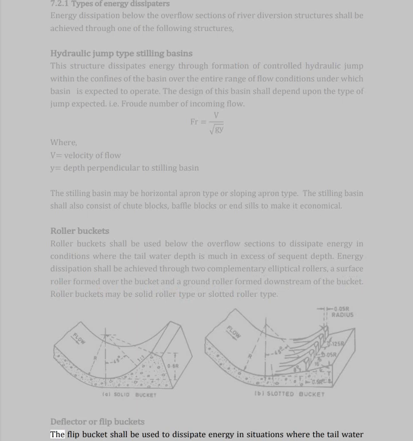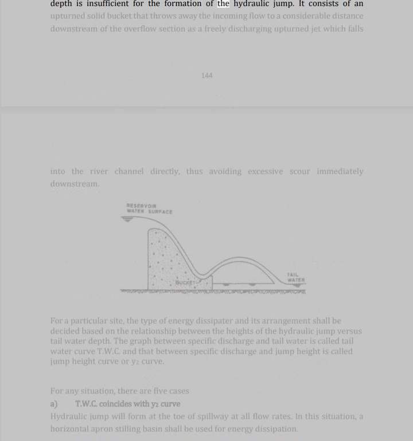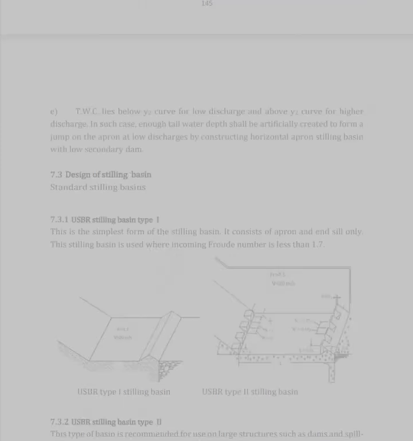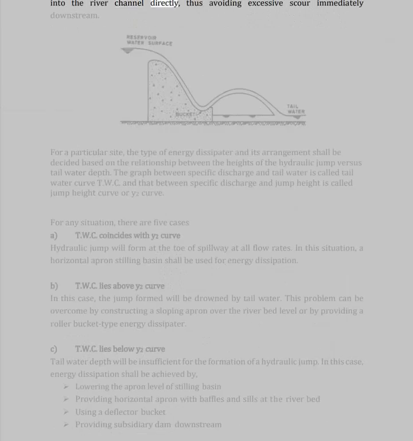Deflector or flip buckets. The flip bucket shall be used to dissipate energy in situations where the tail water depth is insufficient for the formation of the hydraulic jump. It consists of an upturned solid bucket that throws away the incoming flow to a considerable distance downstream of the overflow section as a freely discharging upturned jet which falls into the river channel directly, thus avoiding excessive scour immediately downstream.